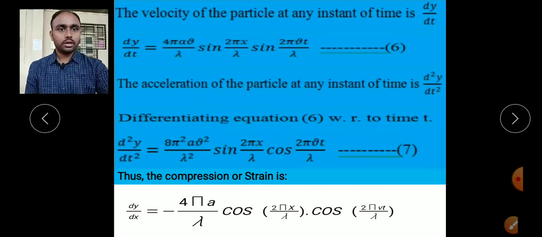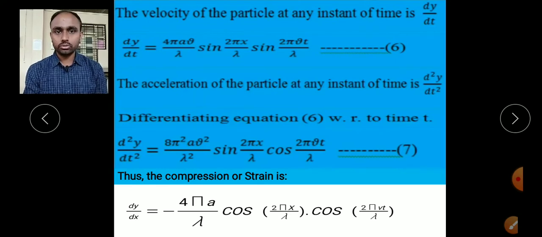Again here, in this equation, the x term, sin 2 pi x by lambda, is constant, and this first factor, 4 pi a v by lambda, is also constant with respect to time. So, simply take the derivative of this sine factor with respect to time. The derivative of sine is cos, so cos 2 pi Vt by lambda, and by the chain rule the derivative of this theta is 2 pi V by lambda.